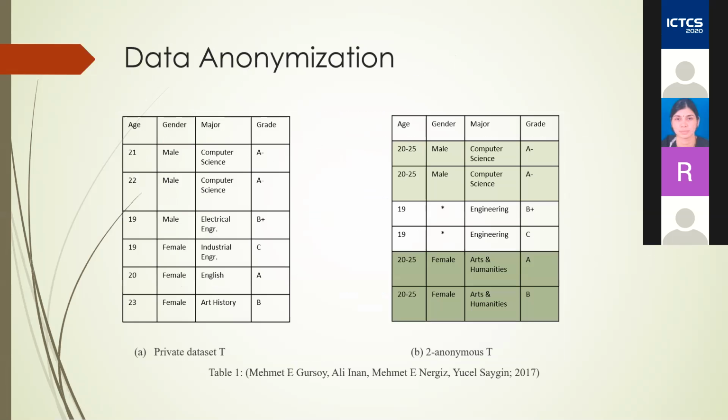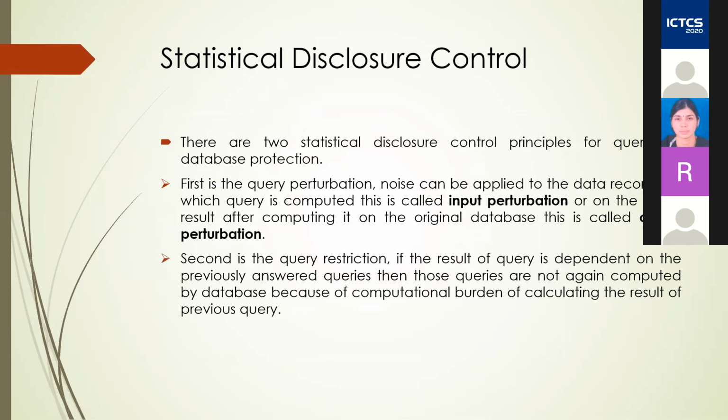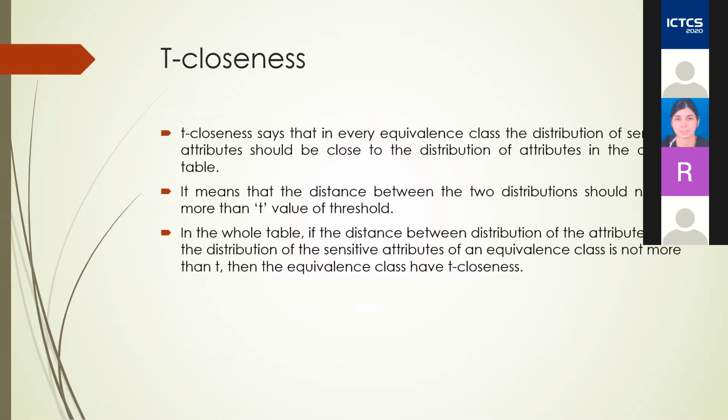And the last is T-closeness. In T-closeness, we check that in every equivalence class, the distribution of the sensitive attribute should be close to the distribution of that attribute in the overall table. So if in every equivalence class the distance is less than the T threshold value, then we can say that this table has T-closeness.